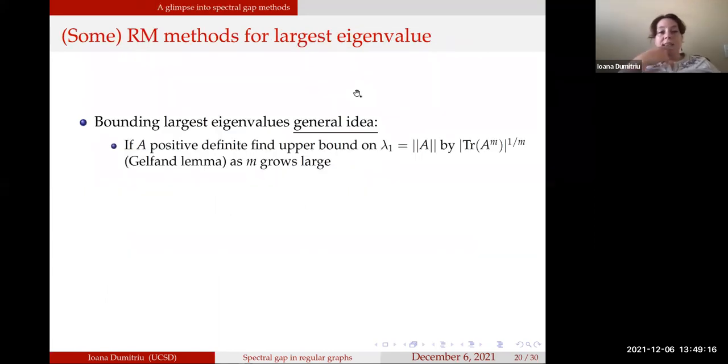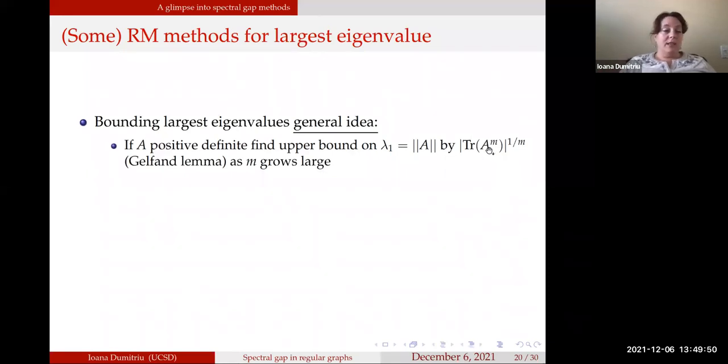Okay, so let me give you a very quick idea of how you can look at such things, and how you can study spectral gaps. Suppose you want to look at the largest eigenvalue, and you want to bound the largest eigenvalue. So you want to look at the spectral radius of a matrix. Suppose that A is positive definite. You want to find an upper bound on the largest eigenvalue. You can use Gelfand's lemma. So you use the trace methods.